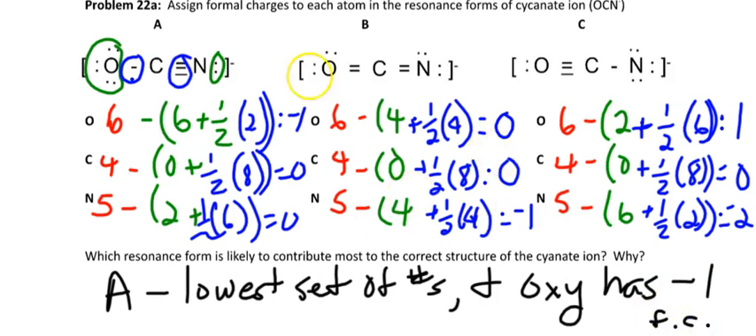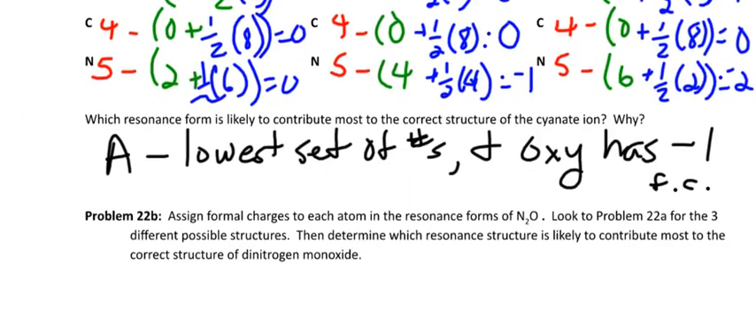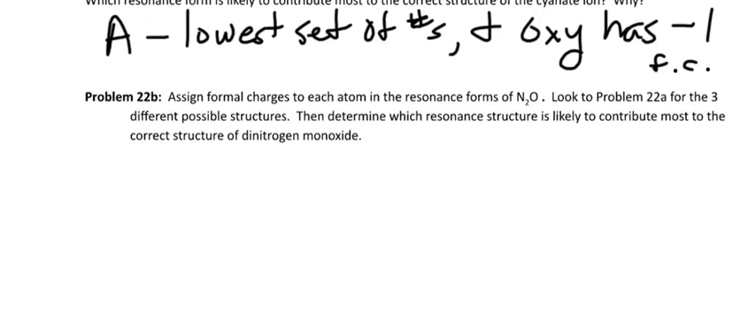Okay, so why don't you go ahead and check out the next one. Assign the formal charges to each atom of the resonance structure for N2O. It says, look at problem 22A for the 3 different possible structures. Oh, that was the problem right above this. Then determine which resonance structure is likely to contribute the most to the correct structure of dinitrogen monoxide. Please pause this. Please actually do this on your own. Just don't watch me do it. You learn a whole lot more if you try it first and then see if you got it right. So pause this and let's see how you did.